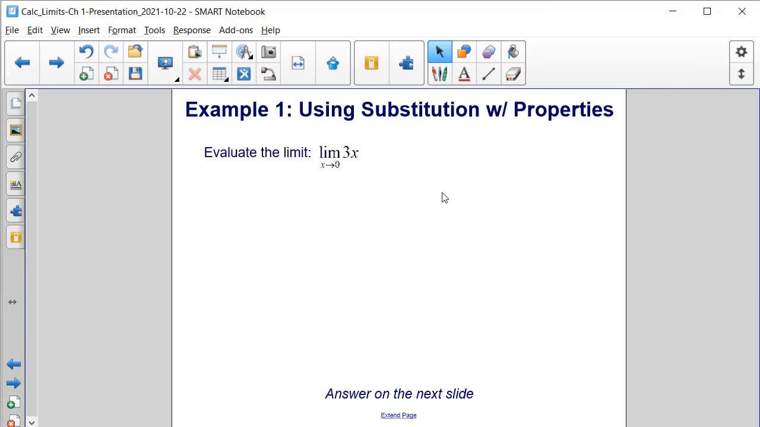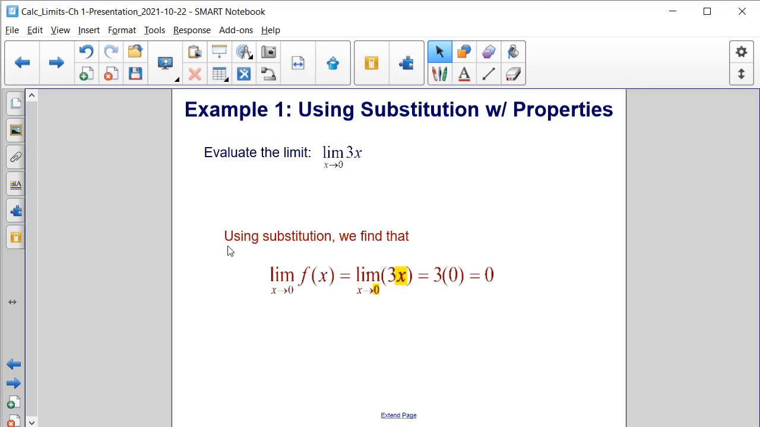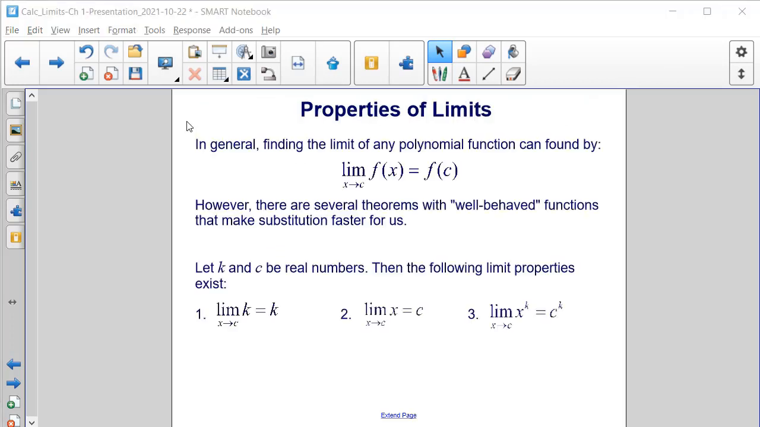Now let's look at a couple more examples. Evaluate the limit of 3x as x approaches 0. Using substitution, we find that the limit of f of x as x approaches 0 is equal to the limit of 3x as x approaches 0. So we're going to substitute 0 directly in for x and get 3 times 0, which is equal to 0.